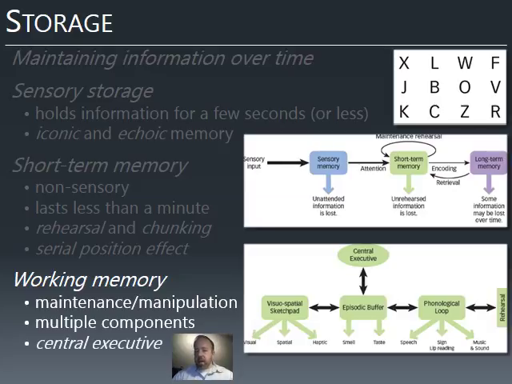There is the central executive, which is the part of working memory that determines what information is going to go in and out of working memory. How are we going to manipulate information? So it has a component of decision making. It has a component of attention. But it is what is in charge of your working memory, so to speak.